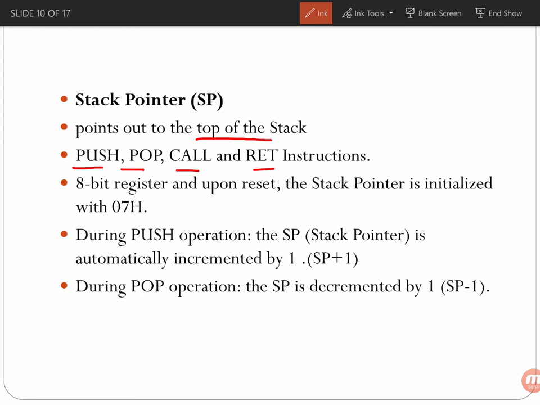The stack pointer is an 8-bit register and upon reset the stack pointer is initialized with 07H. This is a very important point. Upon reset the stack pointer is initialized with 07H. When writing a new data byte into the stack, the SP is automatically incremented by 1 and the new data is written at the address SP plus 1. This is about the push operation.